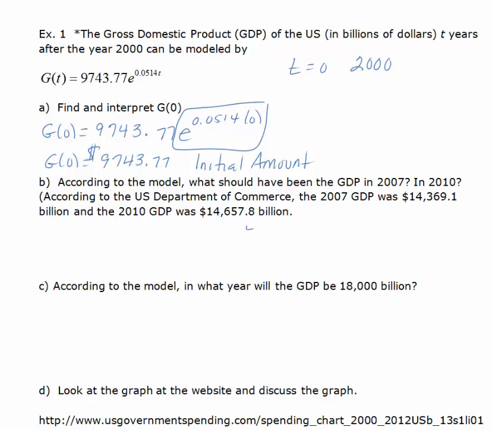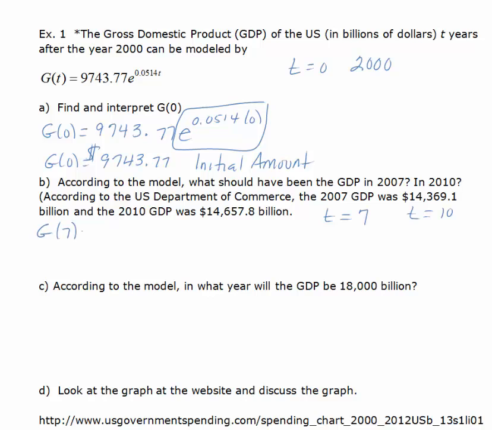Now, the next question says, according to the model, what should have been the GDP in 2007 and in 2010? According to the U.S. Department of Commerce, the GDP in 2007 was 14,369.1 billion, and in 2010 it was 14,657.8 billion. So let's see how close the model came to the actual amount. I want to know what the GDP was in 2007, so that would correspond to a t value of 7, because we're 7 years after. And in 2010, t would equal 10. So let's evaluate both of these on our calculator.